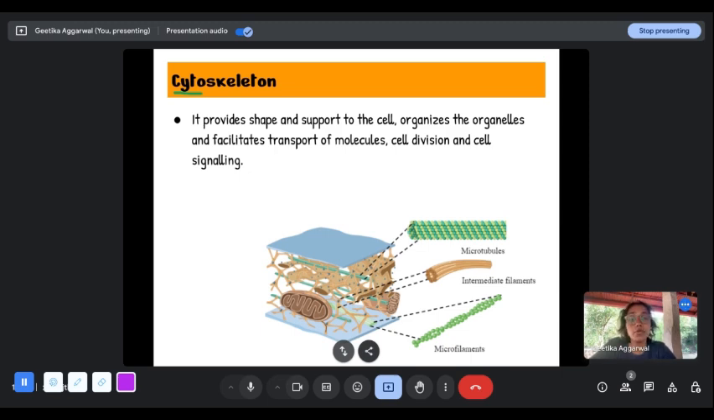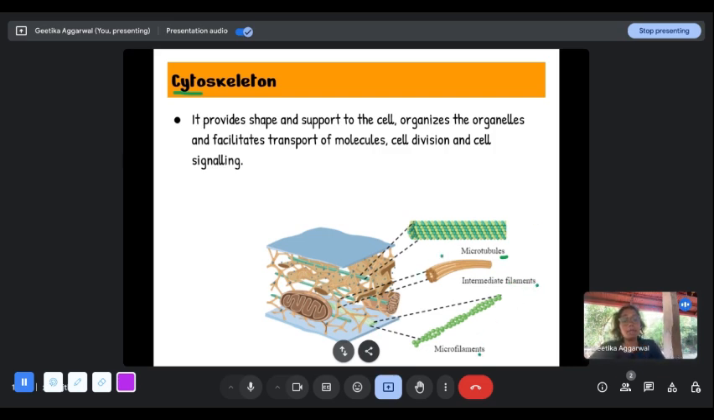It provides the shape to the cell, it supports the cell, and it prevents it from facing the pressure from the outside forces. It prevents it from getting destroyed by that pressure from outside sources, and it organizes the organelles inside the cell, and it helps in the transport of these molecules. It helps in cell division, and it helps in cell signaling. So these are the different functions of the cytoskeleton. And cytoskeleton is composed of these three elements: microtubules, intermediate filaments, and microfilaments.